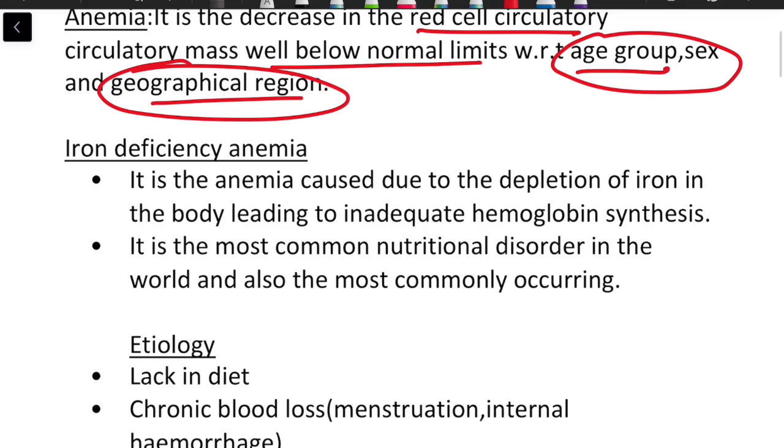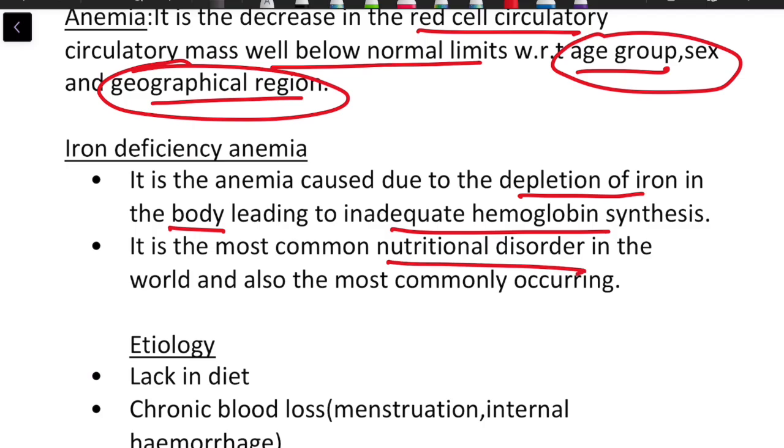Now if I talk about iron deficiency anemia, then it is the anemia caused due to the depletion of iron in the body, leading to inadequate hemoglobin synthesis. So basically when iron is less in the body, that leads to inadequate synthesis of hemoglobin, which is required by the RBCs to transport oxygen, and also the formation of RBCs, because erythroblasts require iron to form hemoglobin and produce hemoglobin in the RBC. So when adequate hemoglobin is not being formed, the erythroblasts will also not multiply that much. So that is a very big problem.